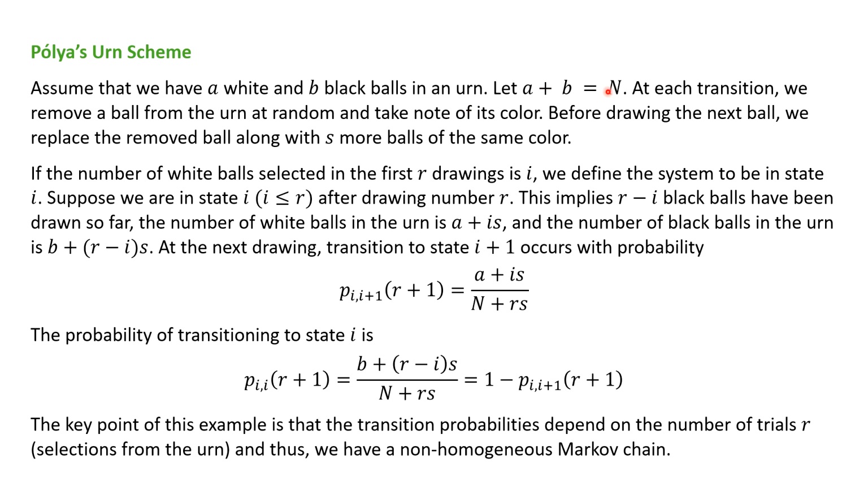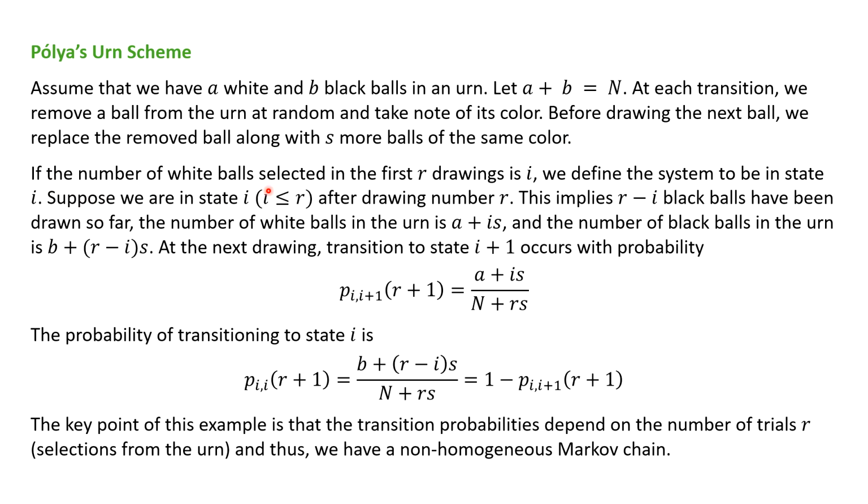Let A plus B equal capital N. At each transition, in other words each step in our Markov process, we remove a ball from the urn at random and take note of its color. Before drawing the next ball, we replace the removed ball along with S more balls of the same color. So if we take out a white ball, we put it back and then we put in S more white balls. If we pick a black ball, we put it back and we put in S more black balls. That's a transition or a step.